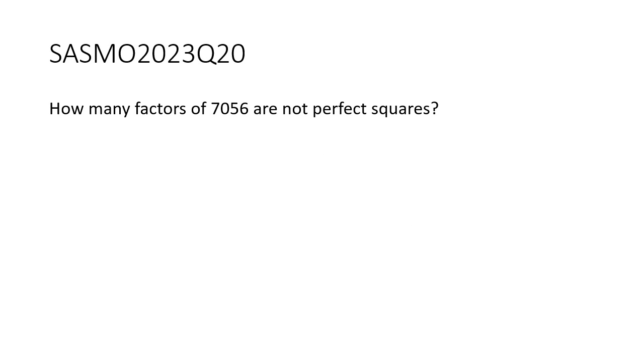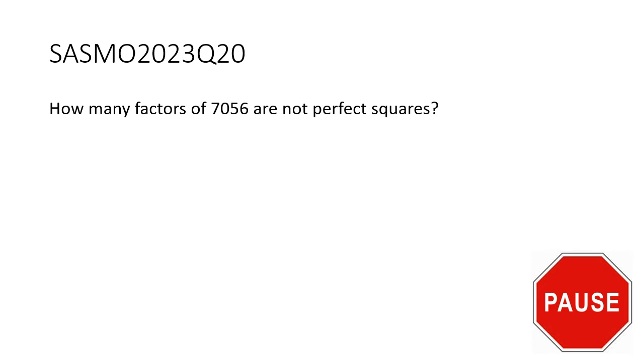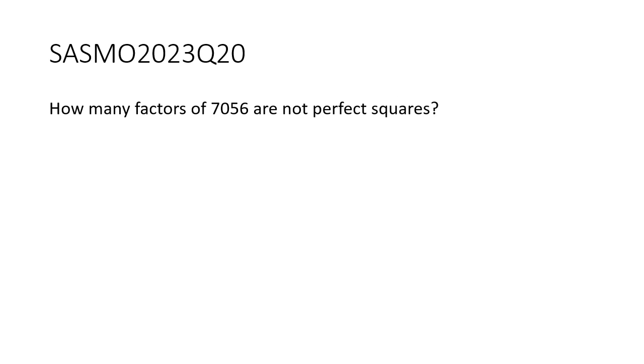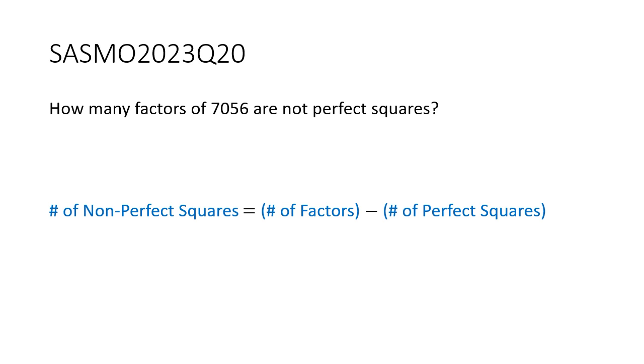Question 20. How many factors of 7056 are not perfect squares? Pause the video here and give this question a good try. So we can tap on the principle of inclusion-exclusion to find the total number of factors and subtract the number of factors that are perfect squares to find the number of factors that are not perfect squares. So let's first find the total number of factors. We need to prime factorize 7056. We'll get 2 to the power 4 times 3 squared times 7 squared.